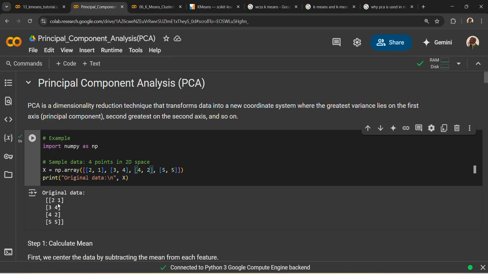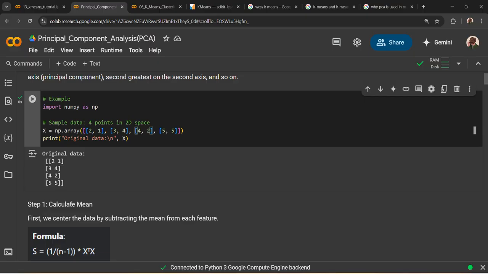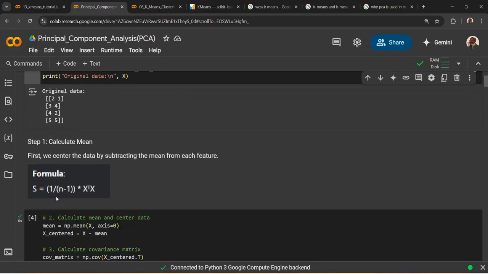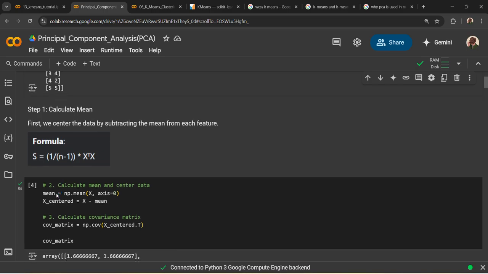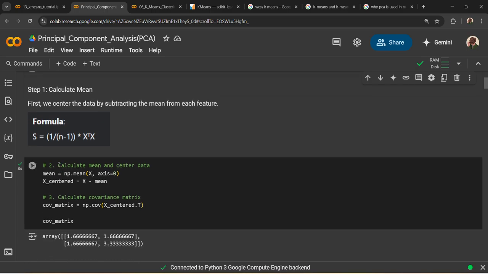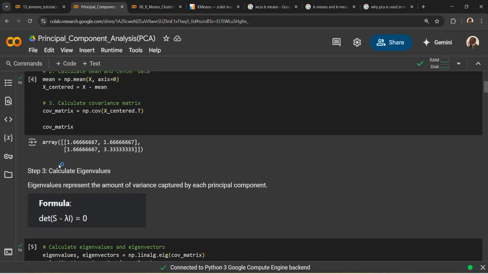Here you can see 2 comma 1, 3 comma 4, 4 comma 2, 5 comma 5. Some random data set I considered, two dimensional it is. You can see two rows and two columns are there, two dimensional. And the first step is the covariance matrix. Calculate the mean, first of all, obviously. With the help of the mean, I can calculate the covariance matrix.